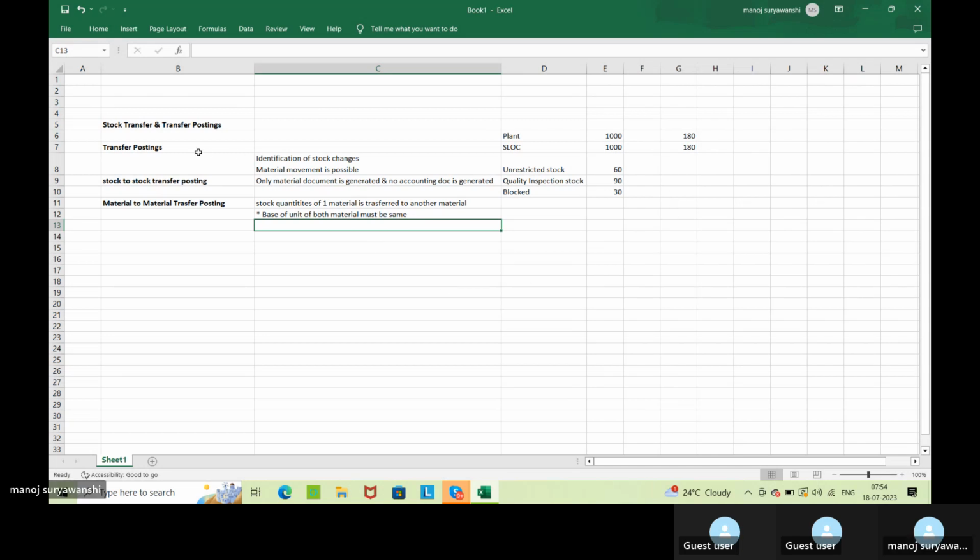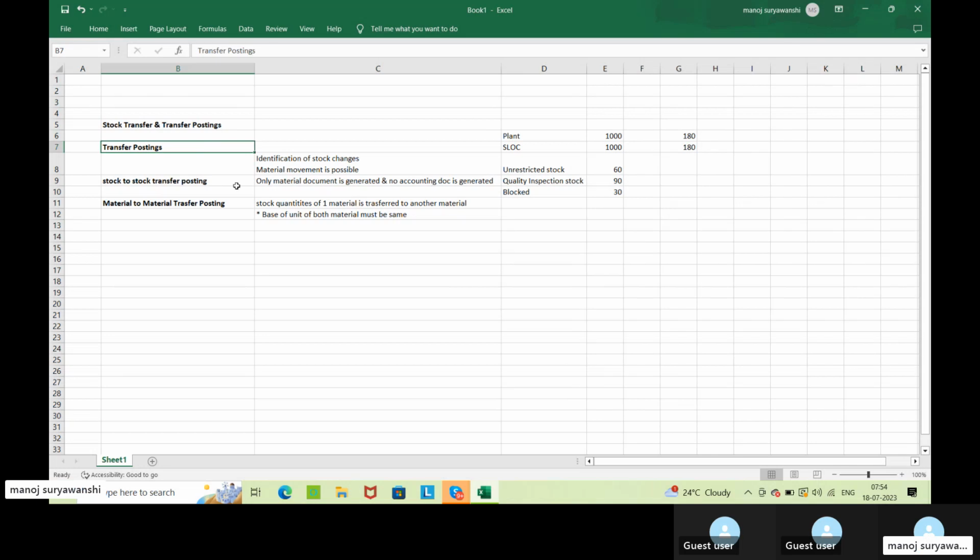Now in transfer postings, stock to stock transfer postings, we did not discuss the movement types. I'll show you in system. So it's 321, 322, 343, 344. We have already seen these in the goods receipt chapter. 649 and 640, 650 movement types. Now material to material transfer posting, the movement type is 309.